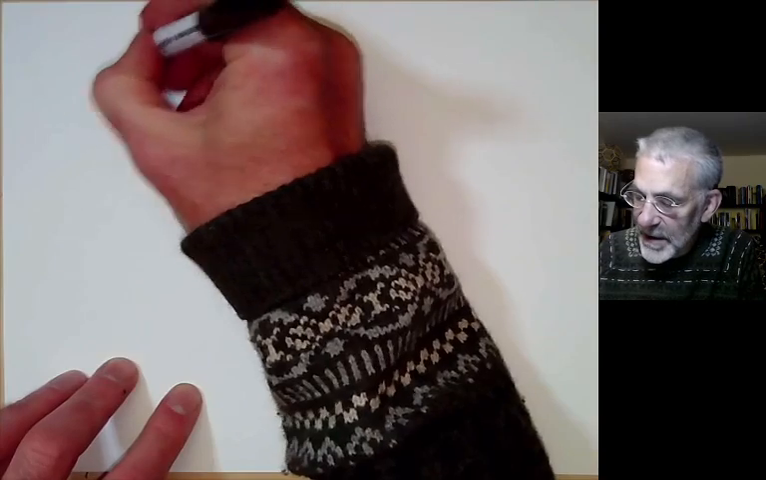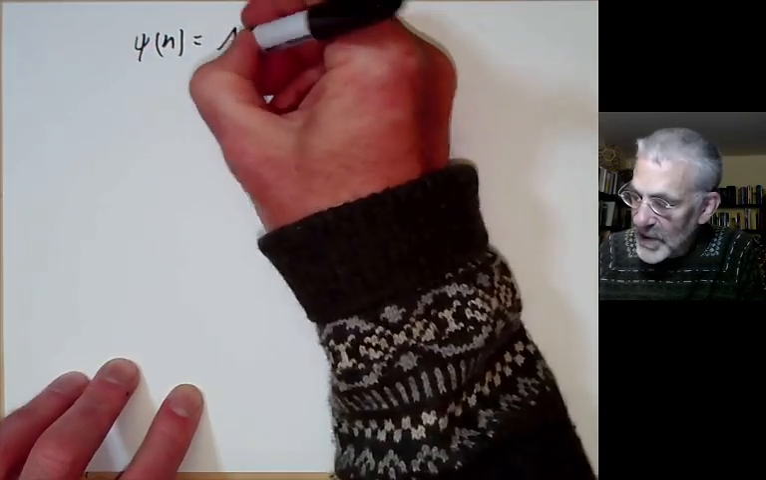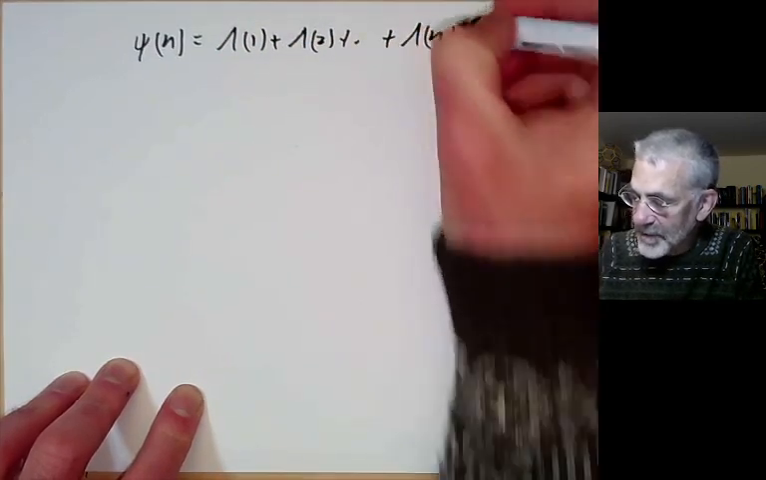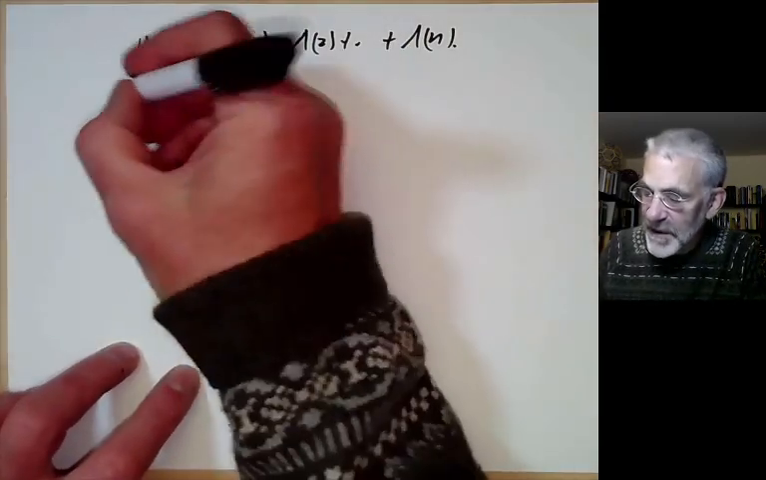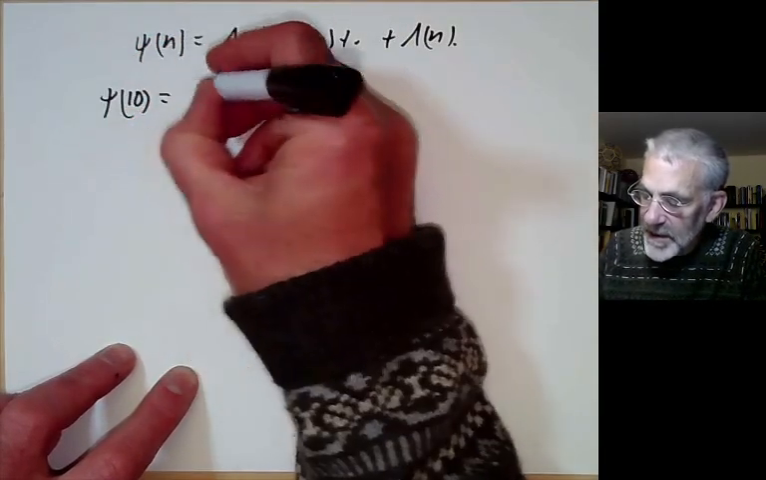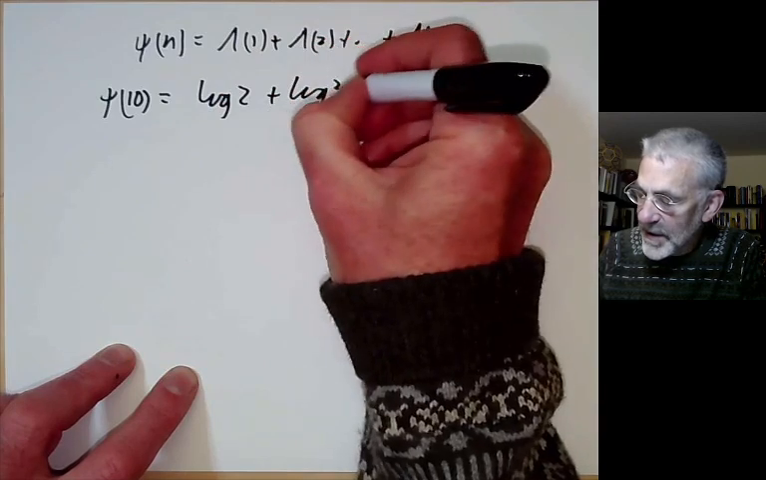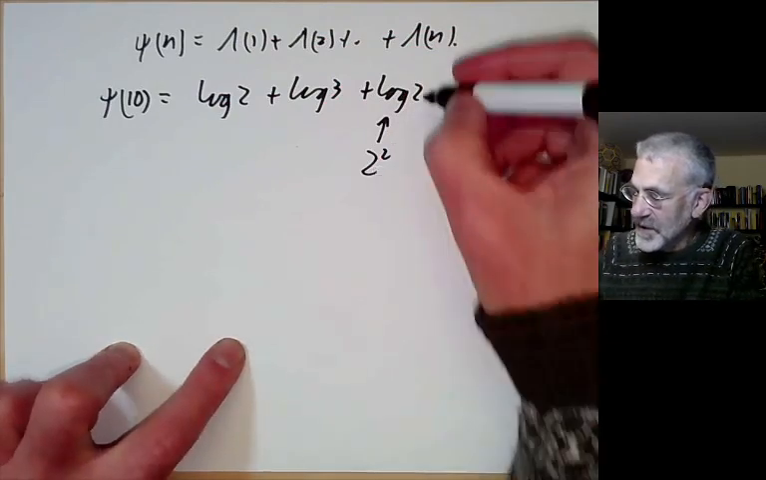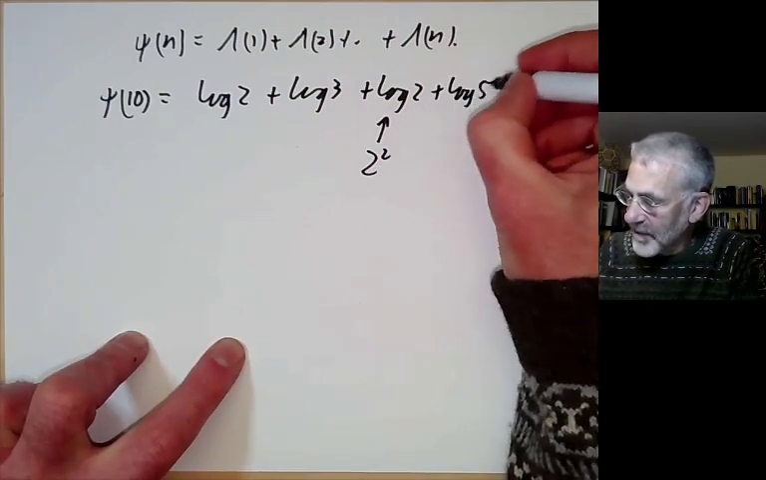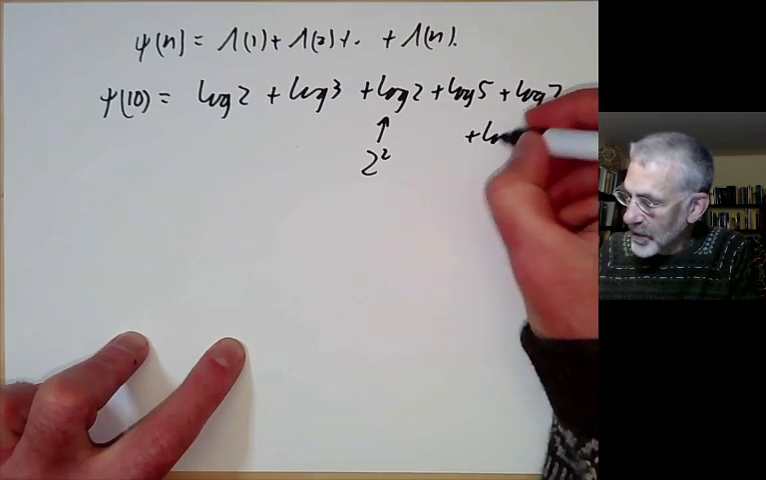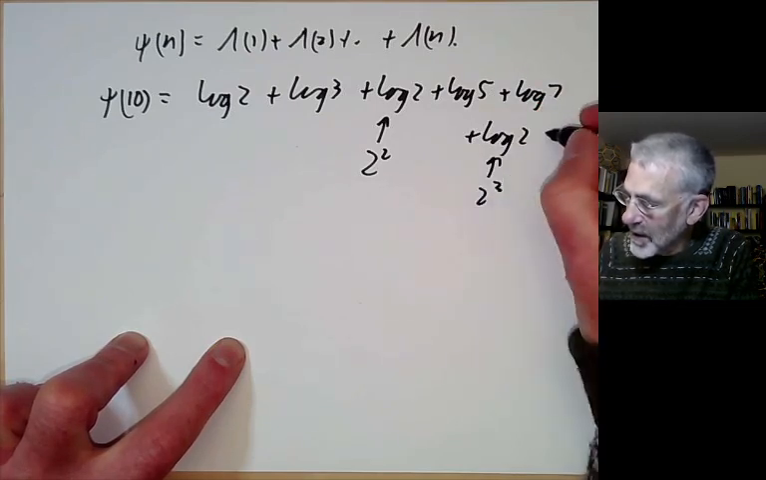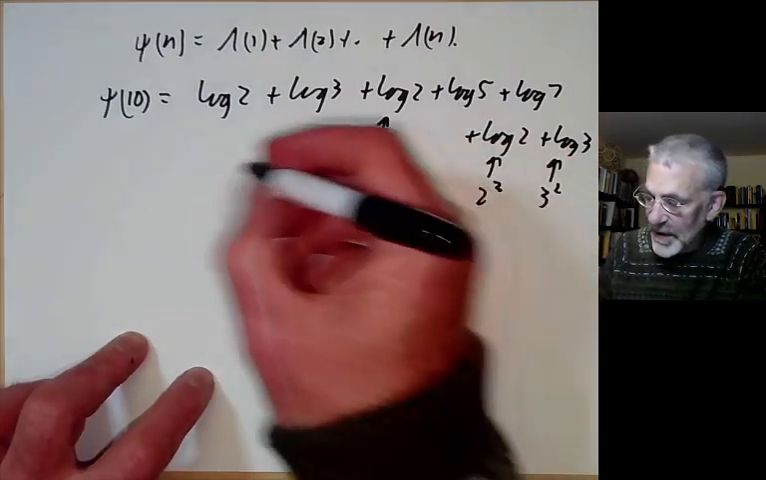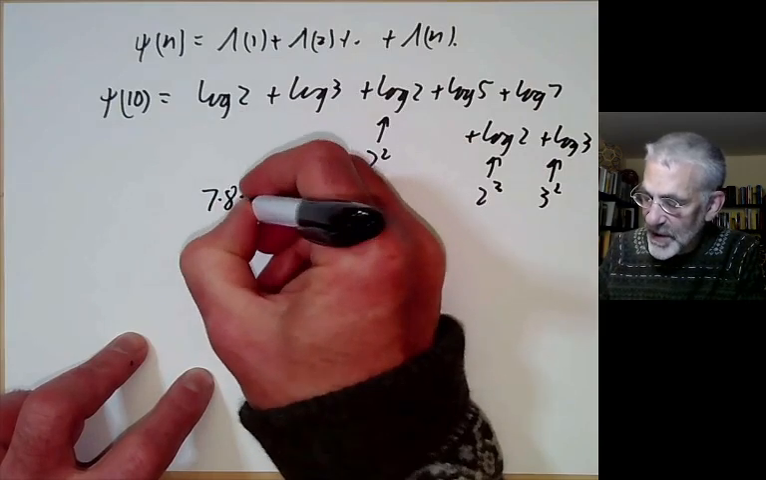And the idea is you can estimate the following function. You define psi of n to be lambda 1 plus lambda 2, and so on, all the way up to lambda of n. So, for example, if we take psi of 10, this is equal to log of 2 plus log of 3 plus log of 2, again, this comes because 4 is 2 squared, plus log of 5 plus log of 7 plus log of 2, again, coming from 2 cubed, plus log of 3, coming from 3 squared. And if I've worked this out right, this number is about 7.83.